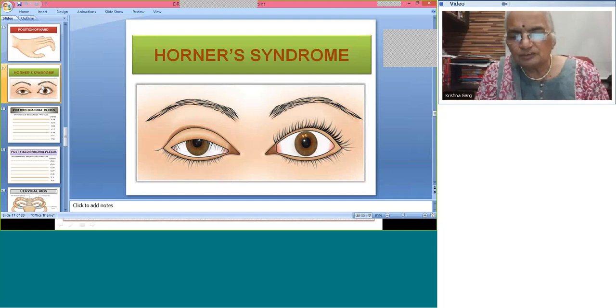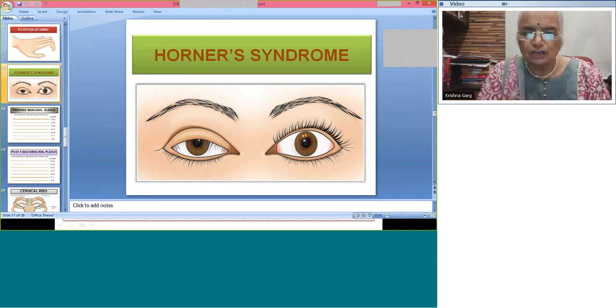Third, there is enophthalmos. The eye seems to get sunk into the orbit because of the paralysis of the orbitalis muscle. And fourth, there is anhidrosis because of loss of sympathetic fibers. The sweat glands are innervated by the sympathetic fibers. If sympathetic is lost, there is loss of sweating. So these are the 4 components of Horner's syndrome.